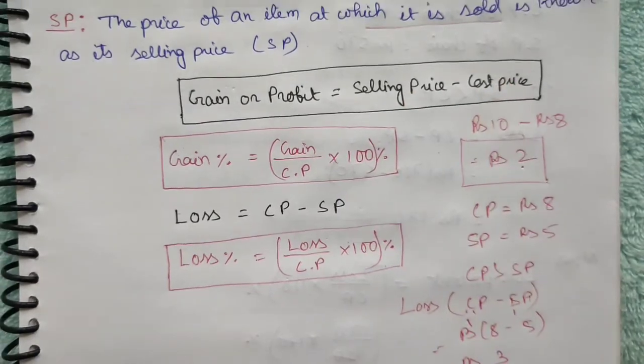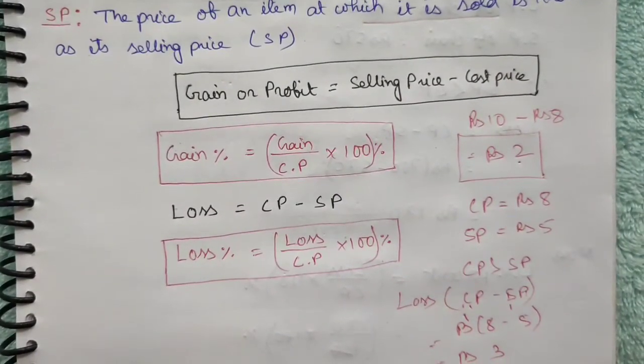Now look, all the transactions are converted into percentages. Suppose 40% or 30%. For example, when you visit a shop and see a board saying 50% off, what is this 50%?